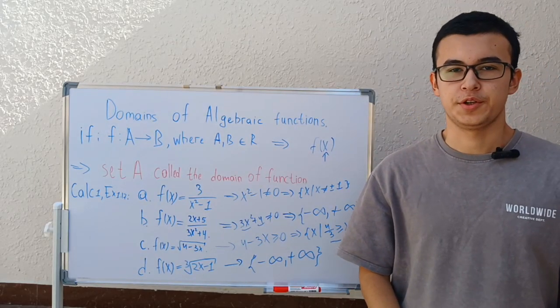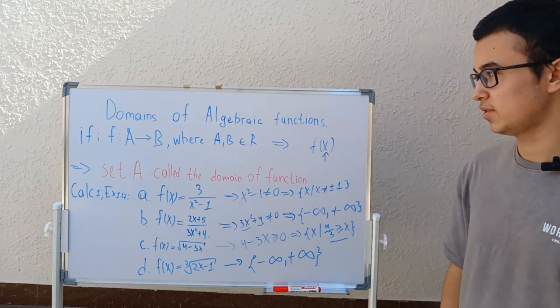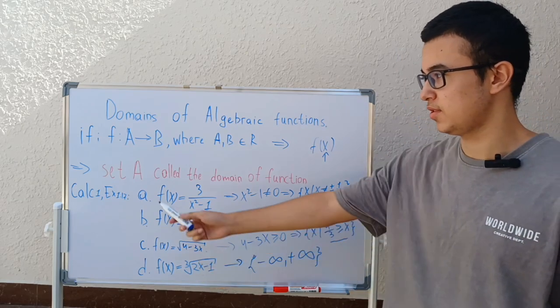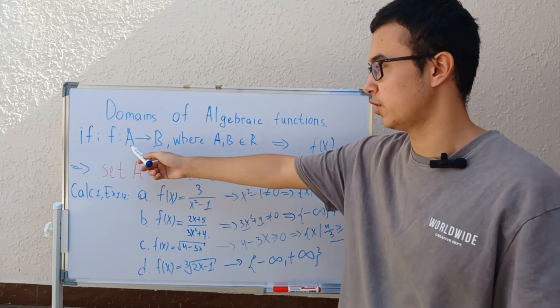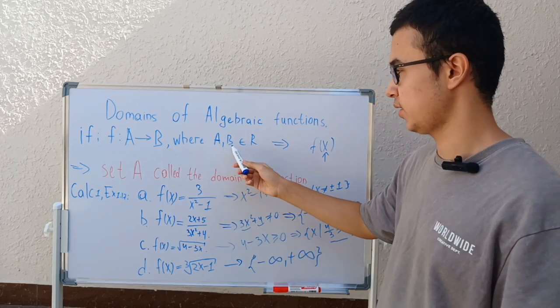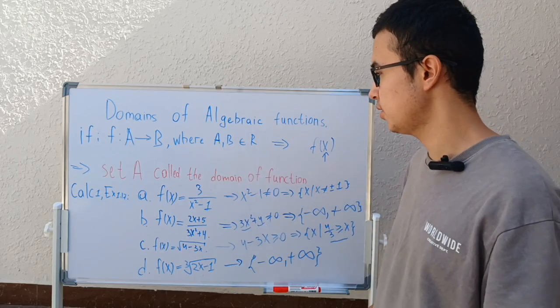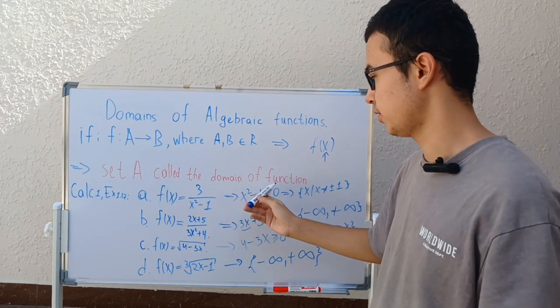Hello everyone, today we're going to learn what the domain of an algebraic function is. The domain has a definition like this: if you have a function f that goes from set A to set B, where the numbers in sets A and B are real numbers, the set A is called the domain of the function.